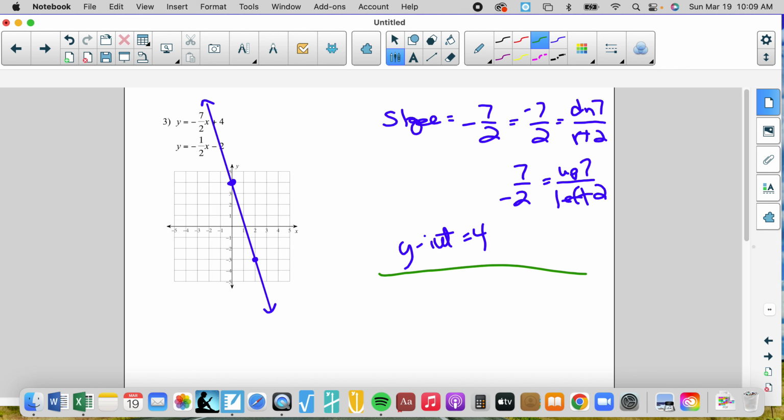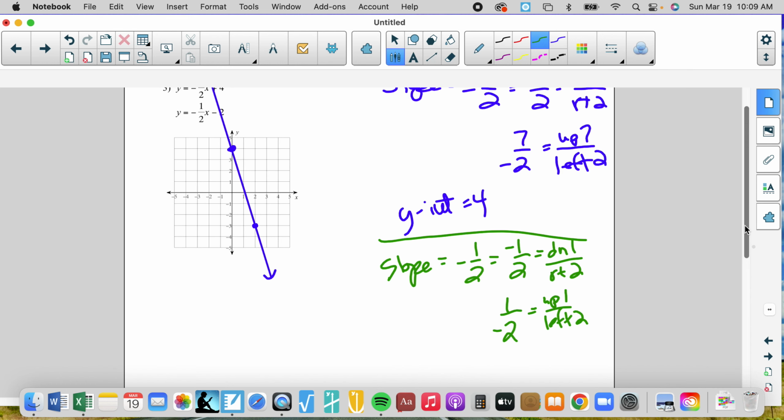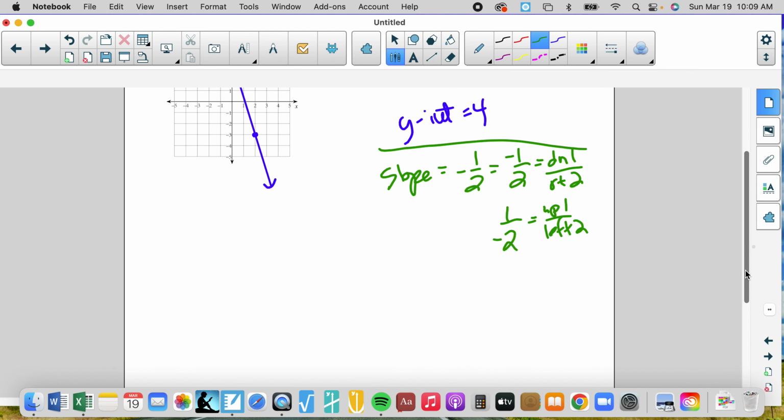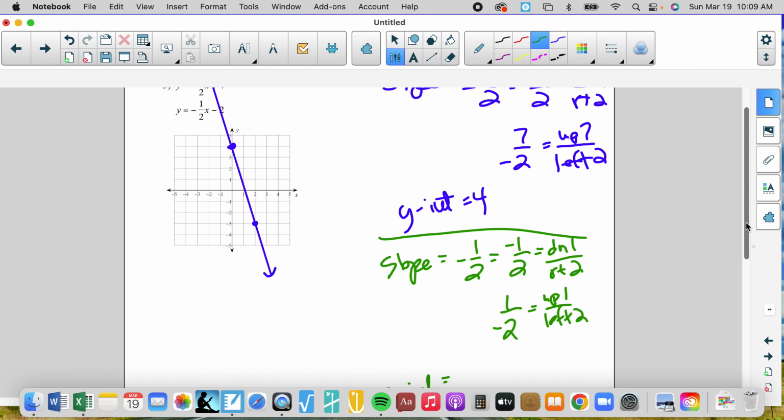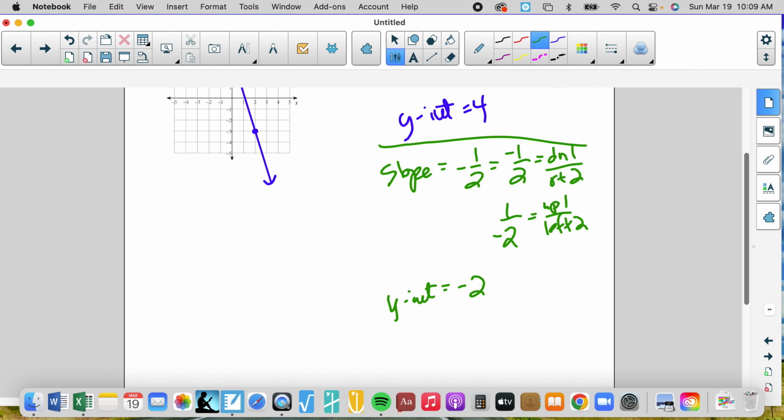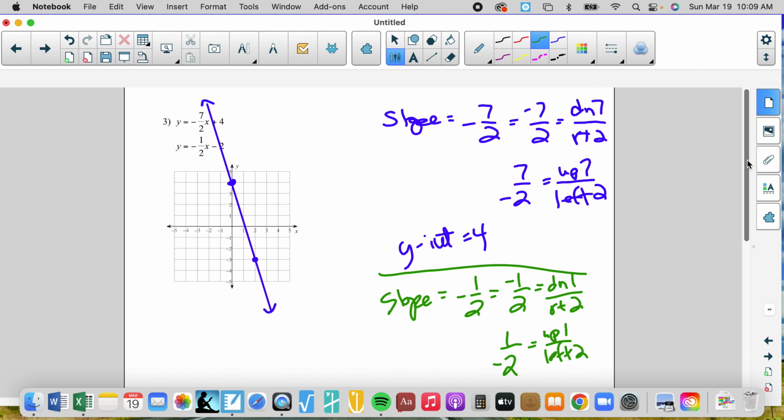My other equation has a slope of -1/2. That's going to be either -1/2, which is down 1, right 2, or 1/-2, which is up 1, left 2. I can choose whichever one makes it easier to intersect with the blue line. My y-intercept for my green equation is going to be -2. So -2.